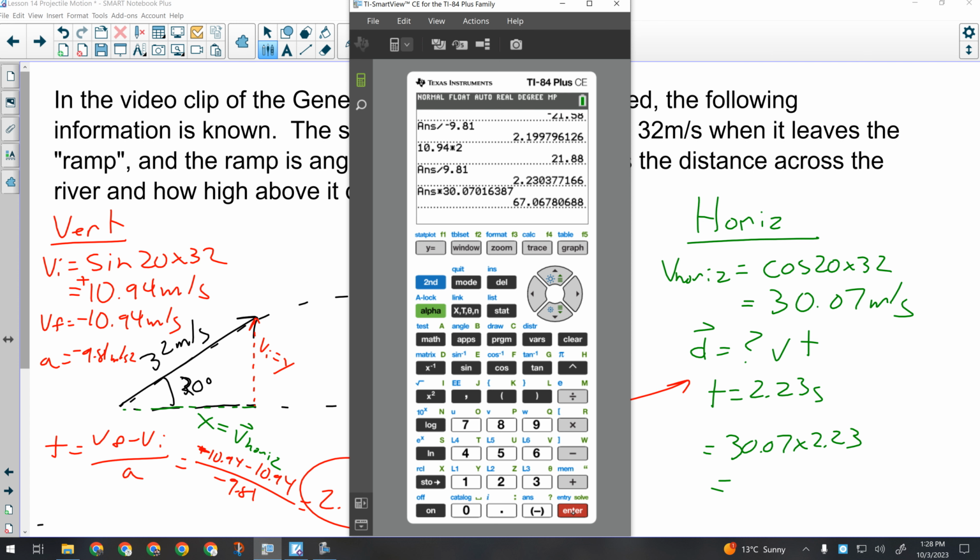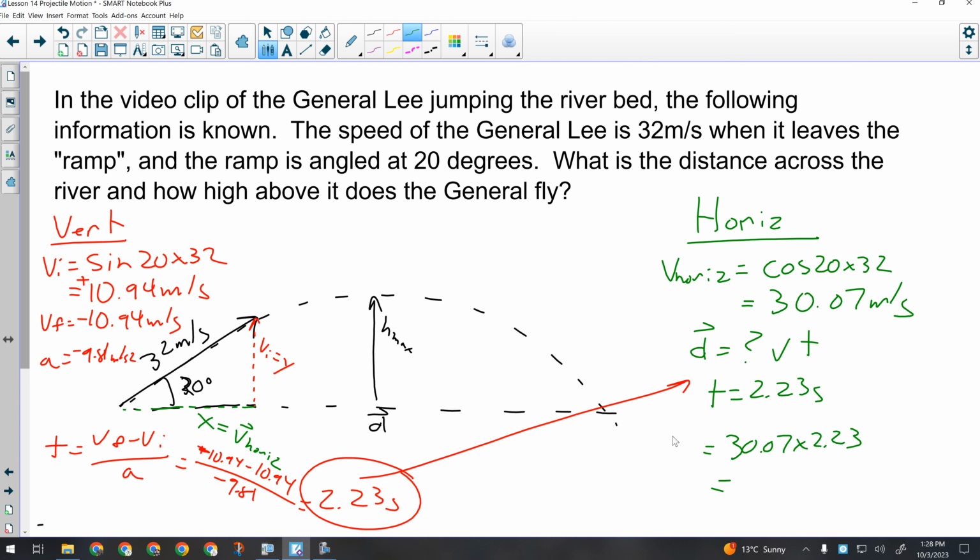Okay, long way across. Which formula did you manipulate? I manipulated A equals VF minus VI over T. Solve for T, and then V equals D over T after that. Okay? All right, everyone following me so far?